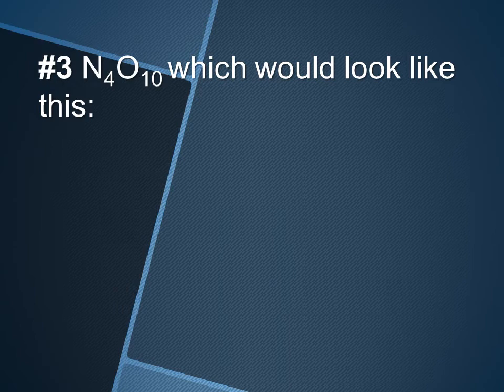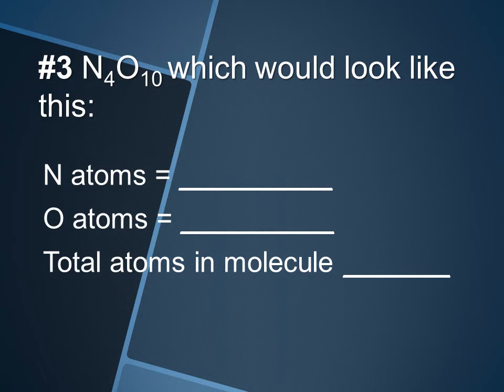So N4, O10. Another easy one. How many N's are there? Right, 4. And how many O's are there? Of course, 10. So total atoms, 10 plus 4 is 14.